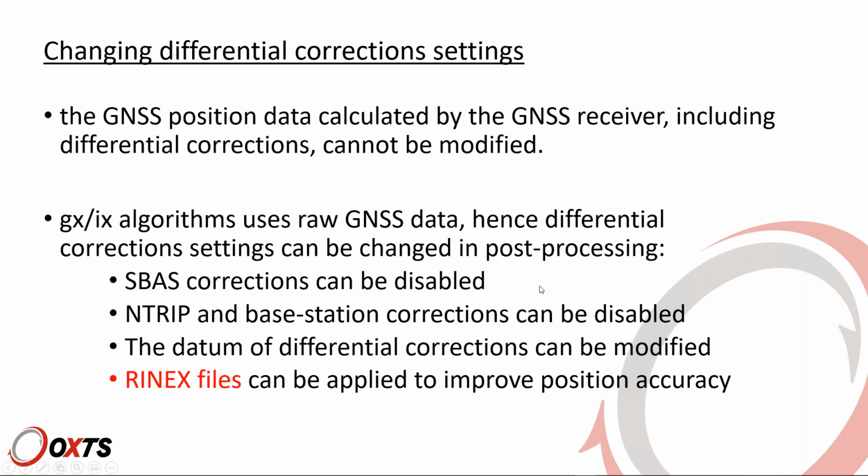Say you wanted to gauge and measure the impact that differential corrections are making to your data. So the best way is to process your data with and without corrections, or with different types of corrections. This is possible thanks to GXIX. You can remove NTRIP or base station corrections if you had them in real time, or you can leave them, but you can modify the datum that you have set for those corrections. If you realize that that was wrong, for example, you can edit that and modify it. The data is not wasted. If there was an error in real time, you can still recover it.